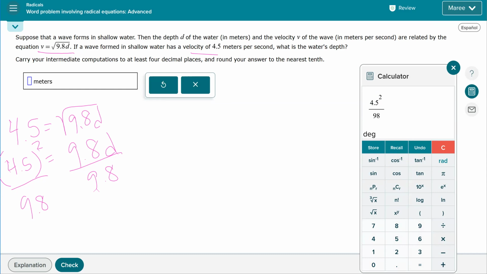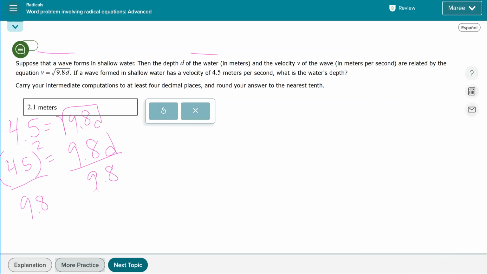Oh my goodness, where's my decimal? Okay, and round to the nearest tenth, so 2.1. And that's the end of the lesson.